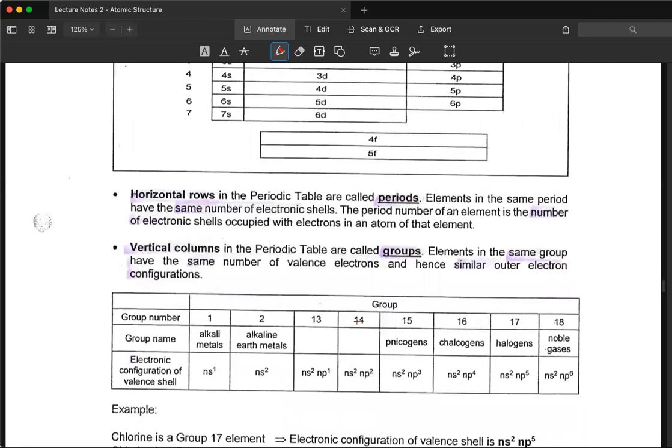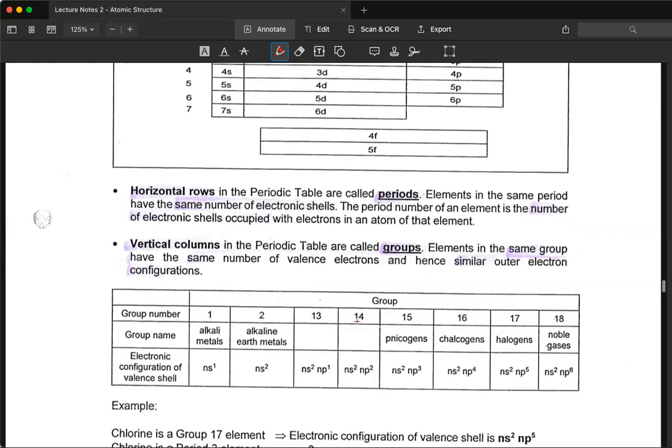Now, the horizontal rows are called periods. We have learned this before. Elements in the same period will have the same number of electronic shells. The period number of an element is the number of electronic shells occupied with electrons in an atom of that element. The vertical columns are called groups. Elements with the same number of valence electrons, and hence similar outer electron configuration, will be arranged in the same group.